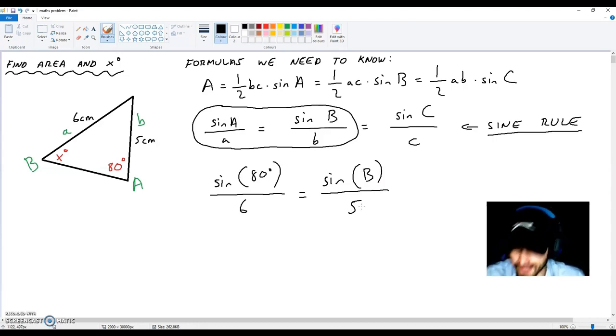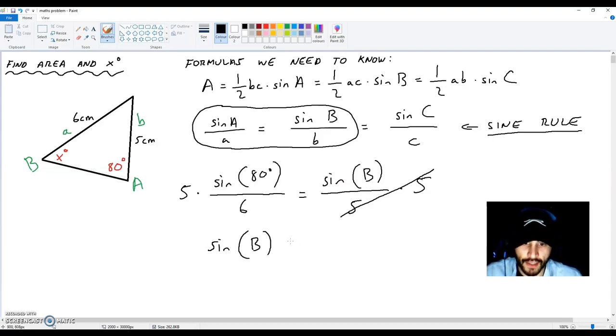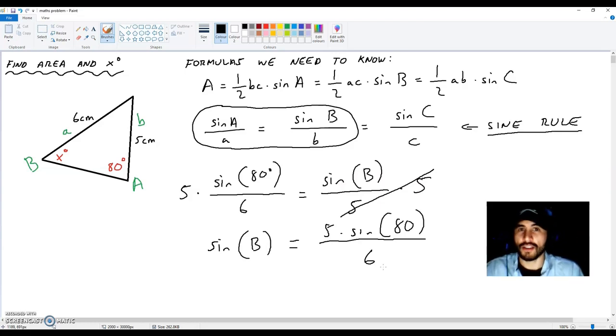Now because we're finding X, essentially we are finding big B. To find big B, we will need to multiply both sides of this equation by 5 to leave sine B isolated. So we multiply this side of the equation by 5, and we do the same over here. If we do this, we're left with sine B is equal to 5 times sine 80 degrees over 6. Now I'm going to show you what you need to do next in order to find B on its own, which is actually equal to X.